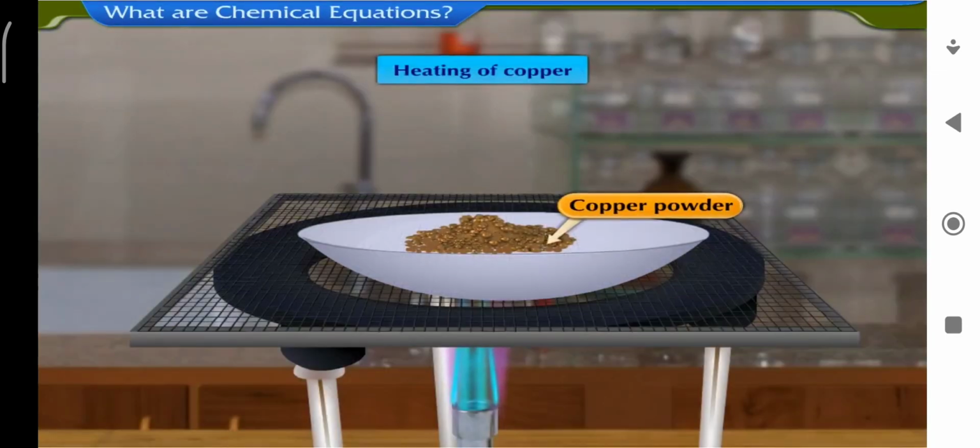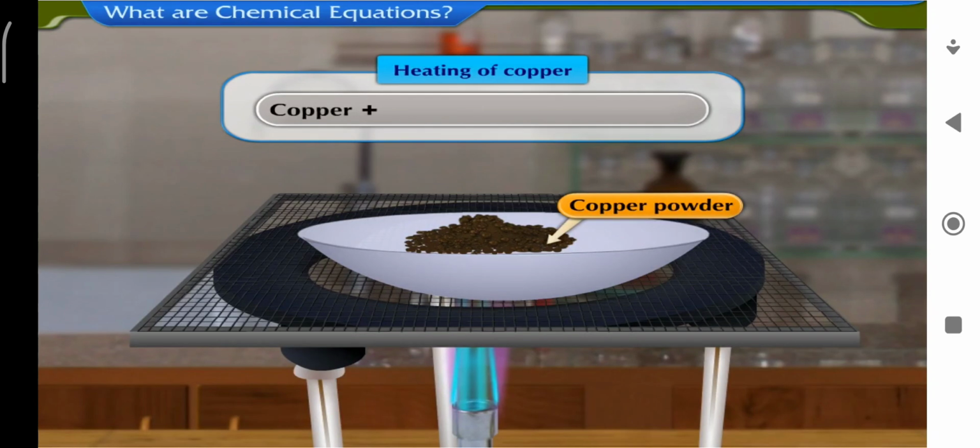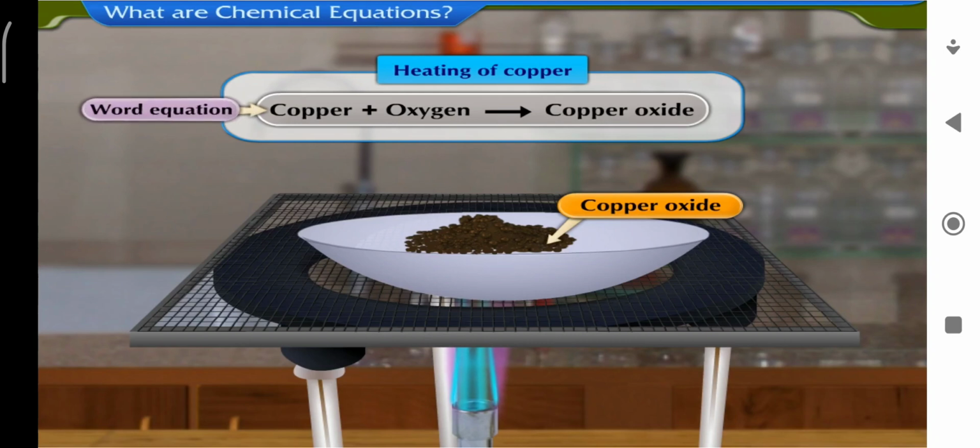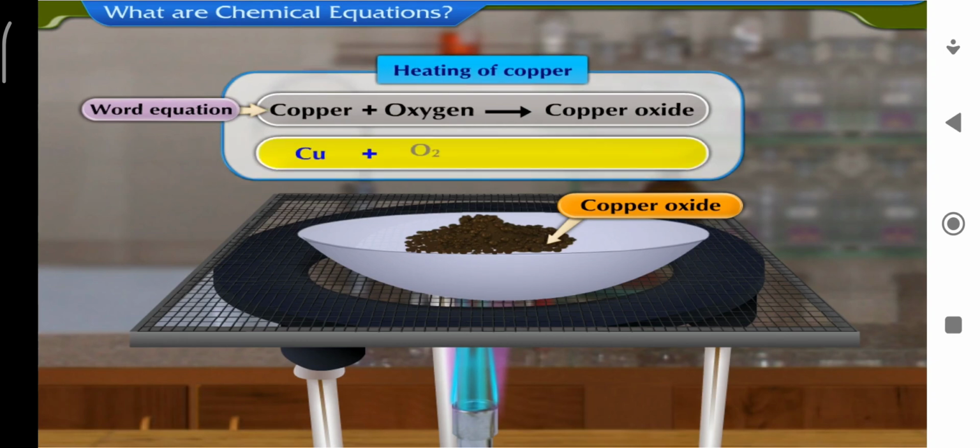Heating of copper can be represented as copper plus oxygen gives copper oxide. This simple form of representing reactions in words is called a word equation. We can make this word equation more precise and concise by using the chemical formulae. We can represent heating of copper as Cu plus O2 gives CuO. The representation of a chemical reaction with the help of chemical formulae is called a chemical equation.